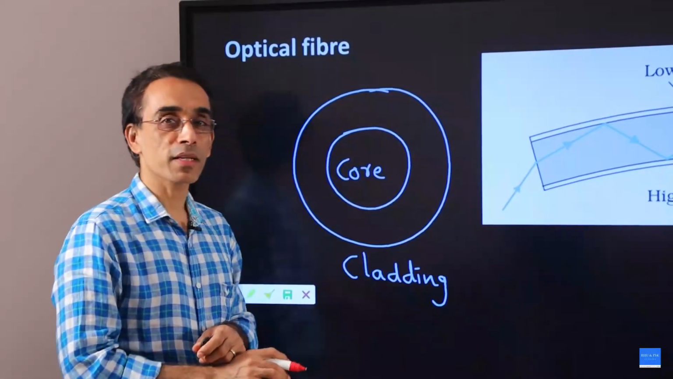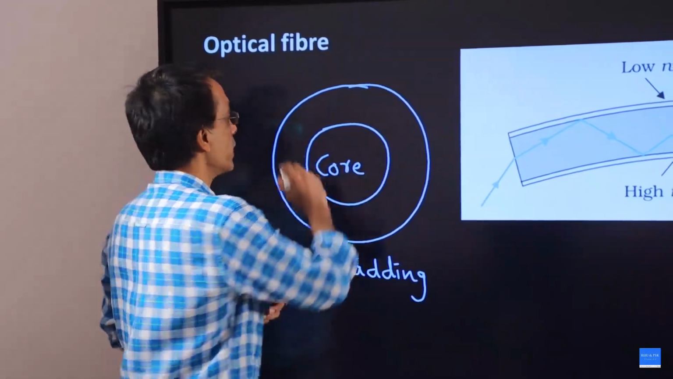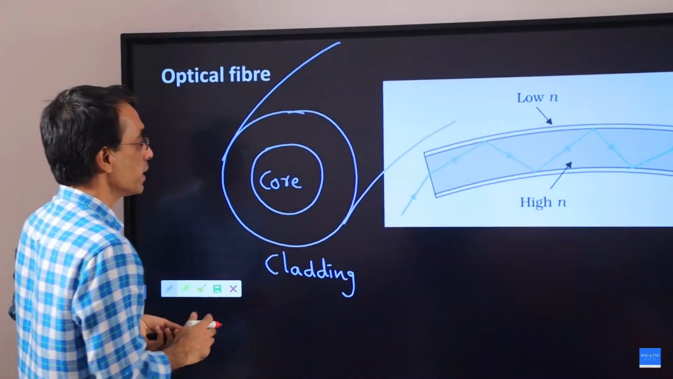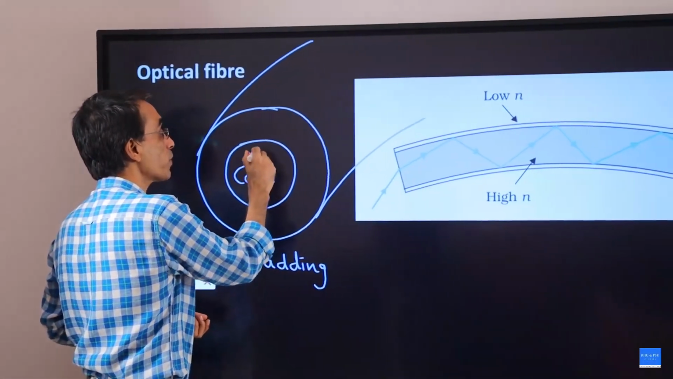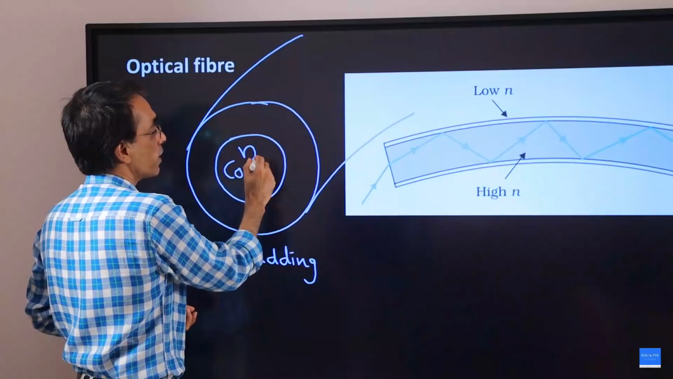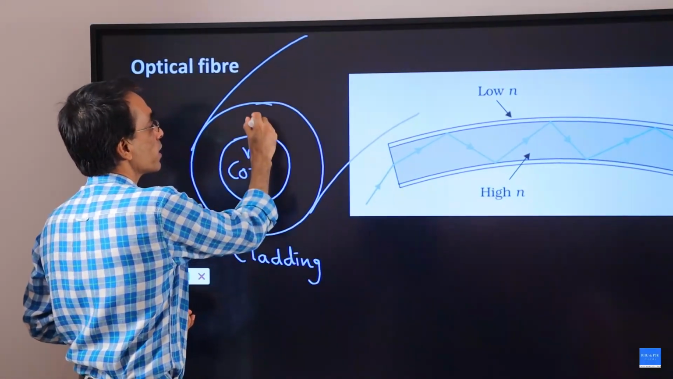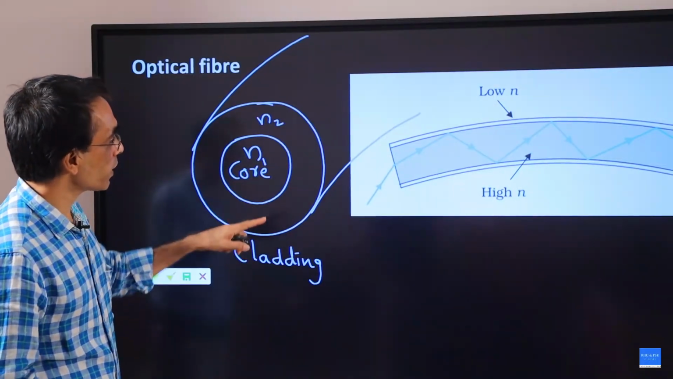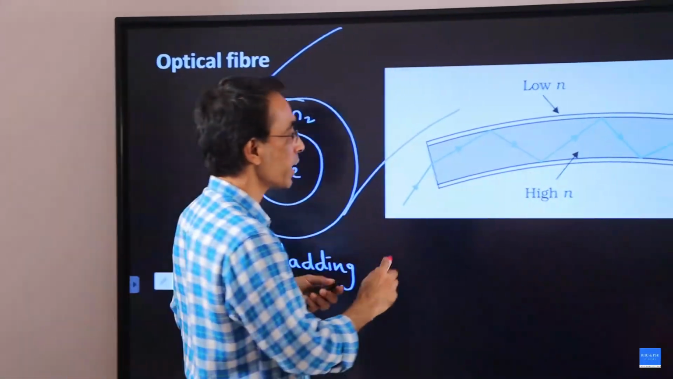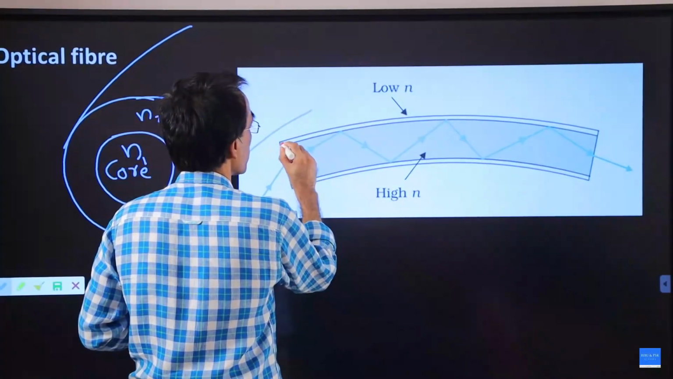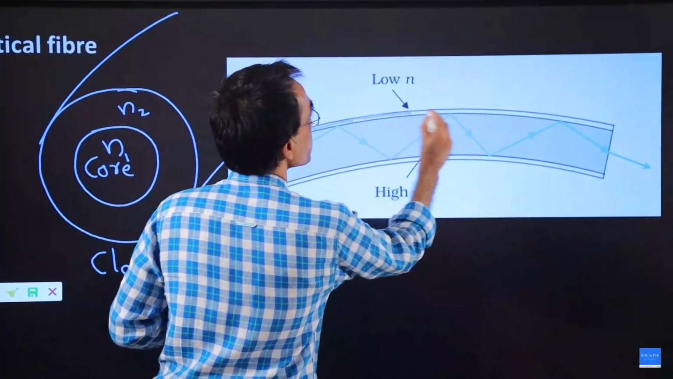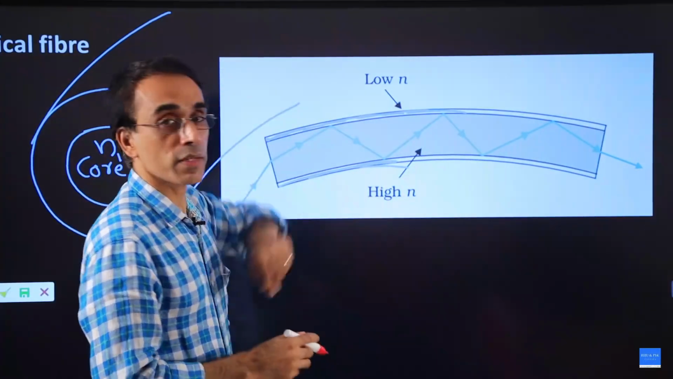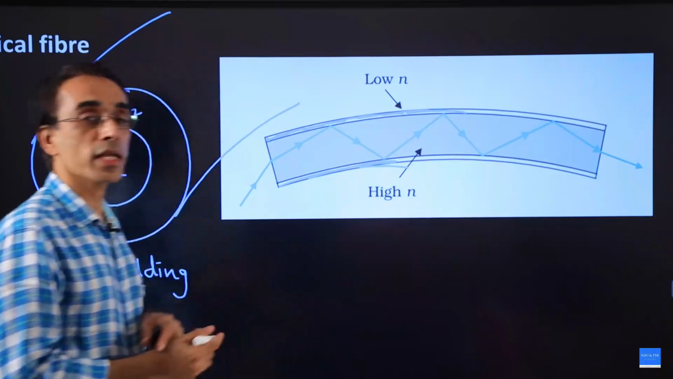Both are transparent materials, inner one and outer one. So the cable will run like this. This is the cable. Okay, cable. The core has got a higher refractive index, and I can say N1 here and this is N2 here. The core has got a higher refractive index than the cladding. You can see from this diagram, this is the cladding. This portion is the cladding section. This is the cladding around the cable. This has got a low refractive index and the inner one has got a high refractive index.